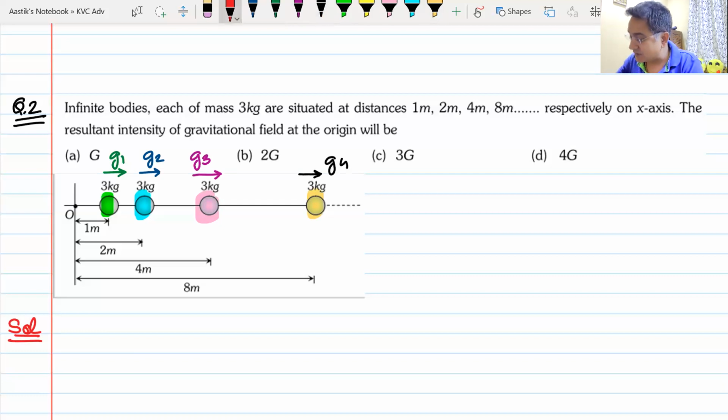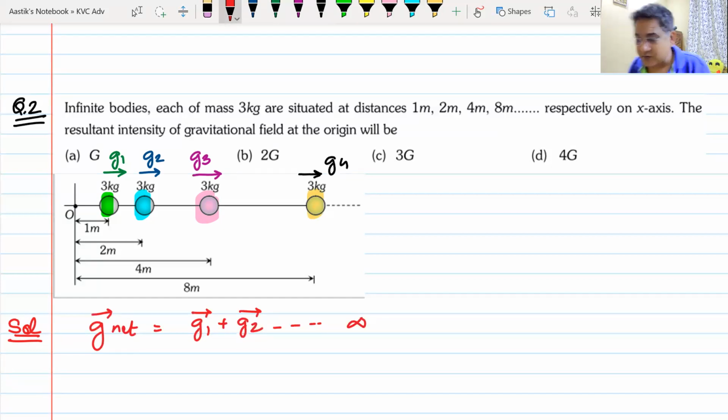So the net gravitational field, vectorially, I can just write as G1 vector plus G2 vector, and so on up till infinity. Yes or no? There are an infinite number of masses, and all of them are in the same direction. Yes or no? Yes, sir. You can call this direction positive.